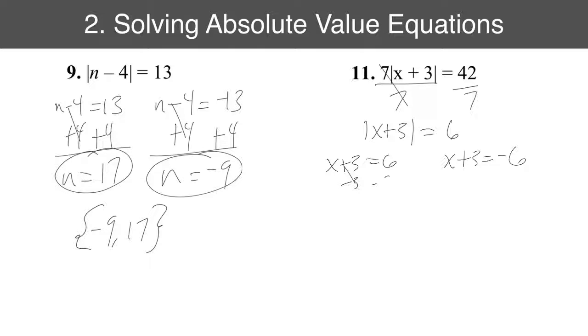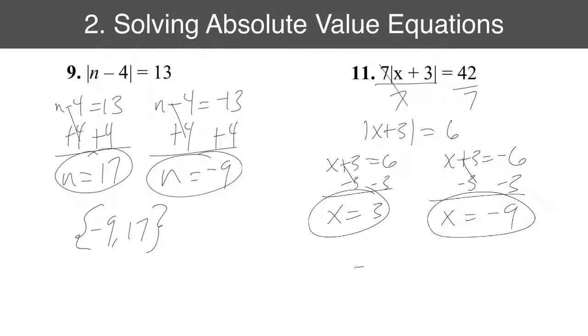You subtract 3 over on the first one, you get x equals 3. And then on the second one, you subtract 3 over, and then negative 6 minus 3 would give us a negative 9. So your answers would be negative 9 and 3. All right, so that's how you solve absolute value equations. Next up, we'll look at no solution problems.